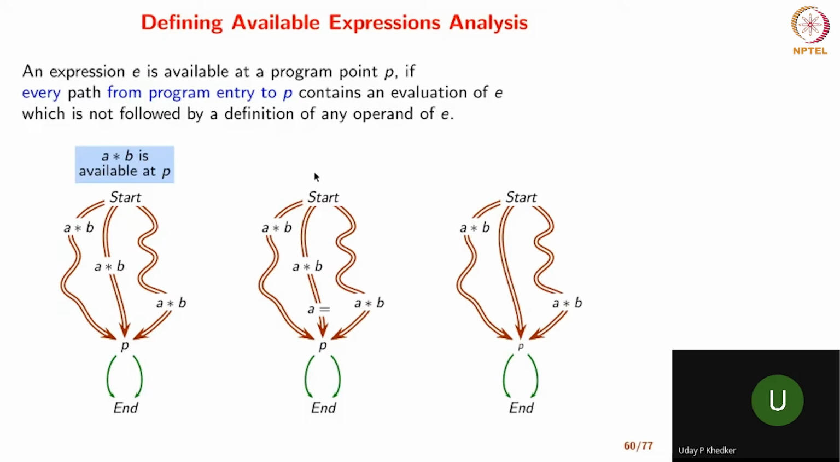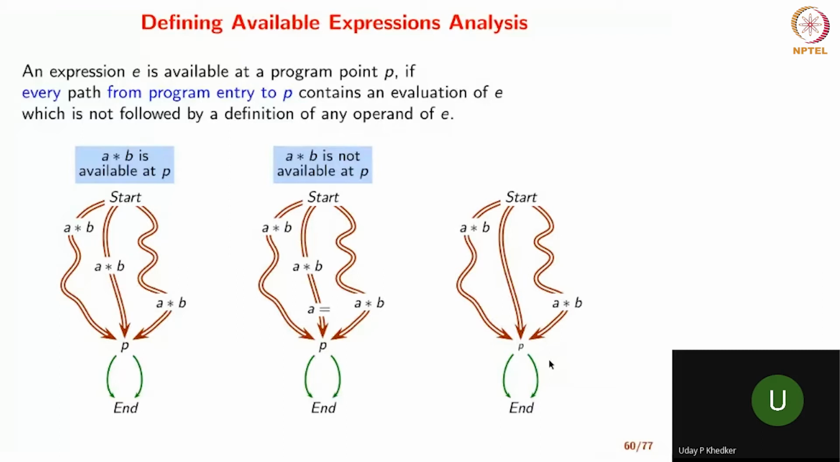Someone quickly, can someone tell me quickly? No, since one of the paths is followed by the definition of A. Right. So in this case, it is not available. What about this third case? It's not available since the second part does not have the evaluation. Yes. So this is how it's different from live variables analysis.